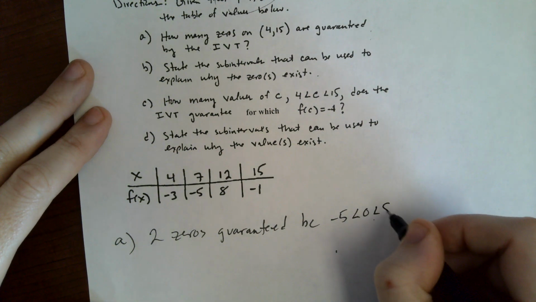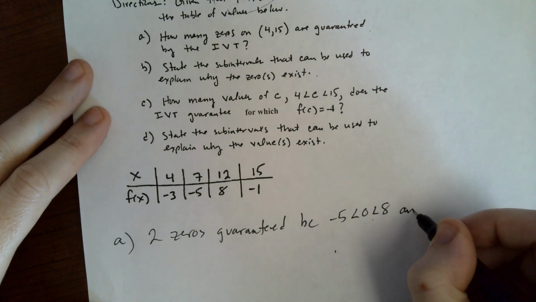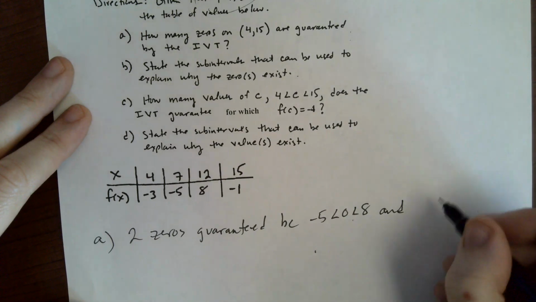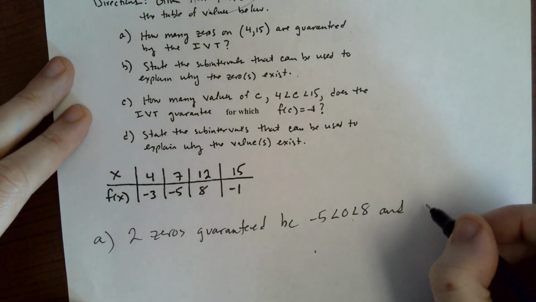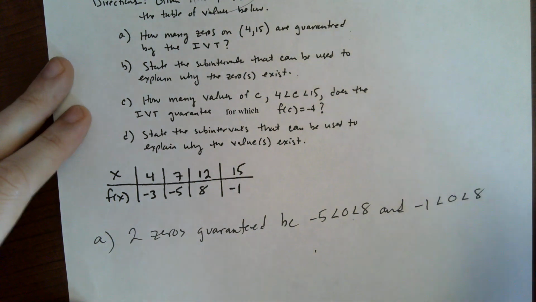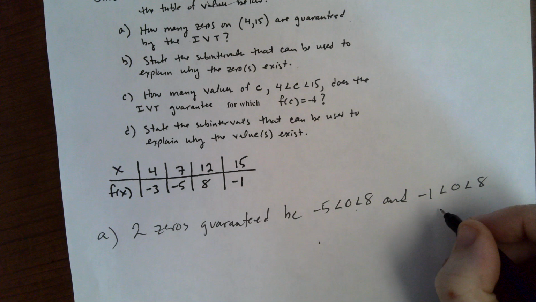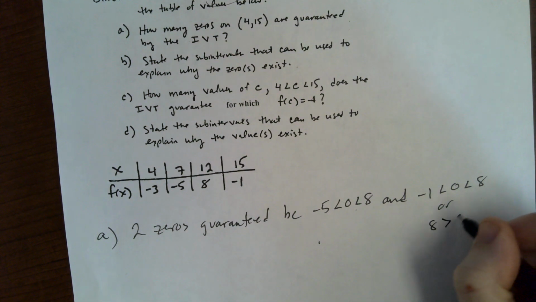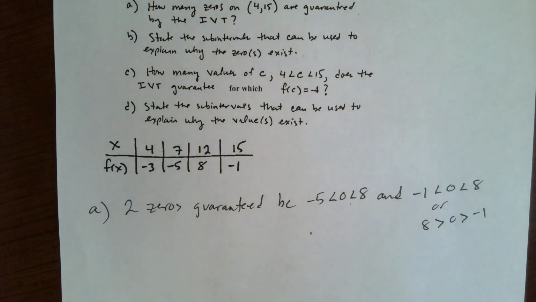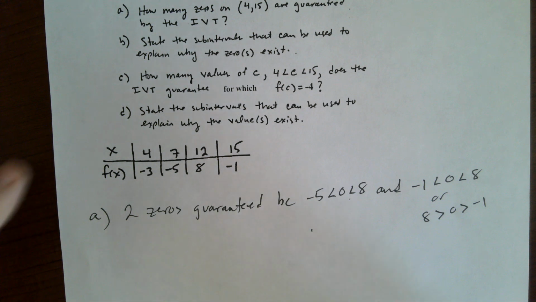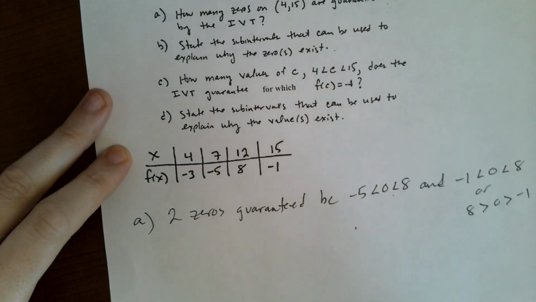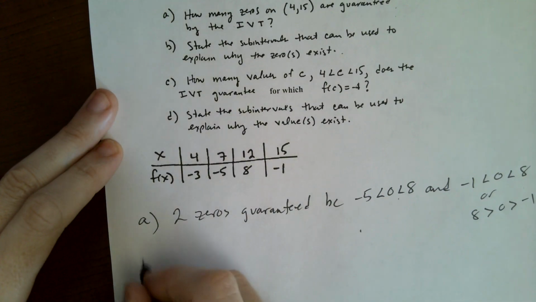-5 is less than 0 is less than 8, and -1 is less than 0 is less than 8. Or here you could have said 8 is greater than 0 is greater than -1 for that part. Okay, so 2 zeros guaranteed.